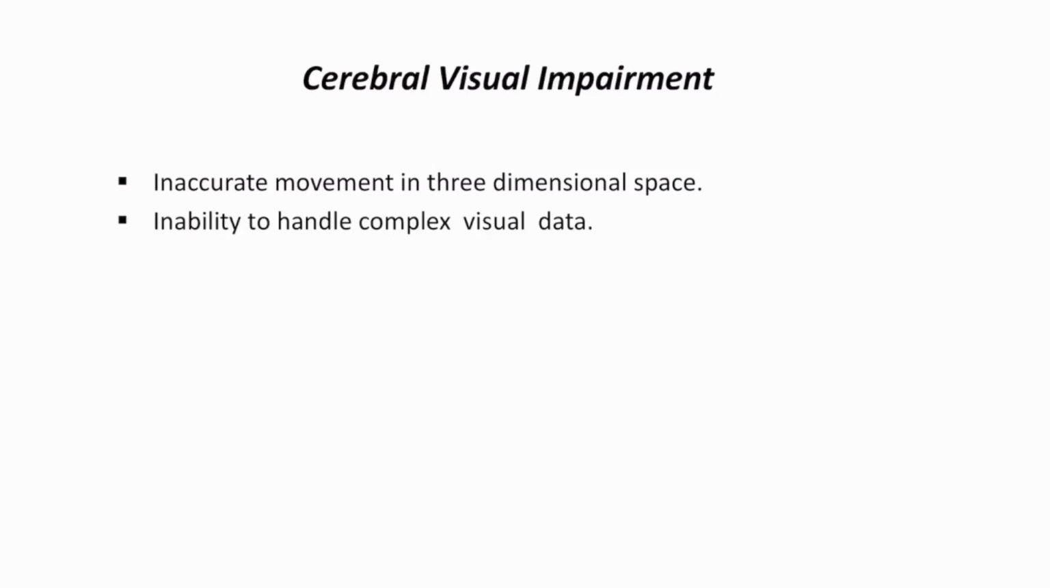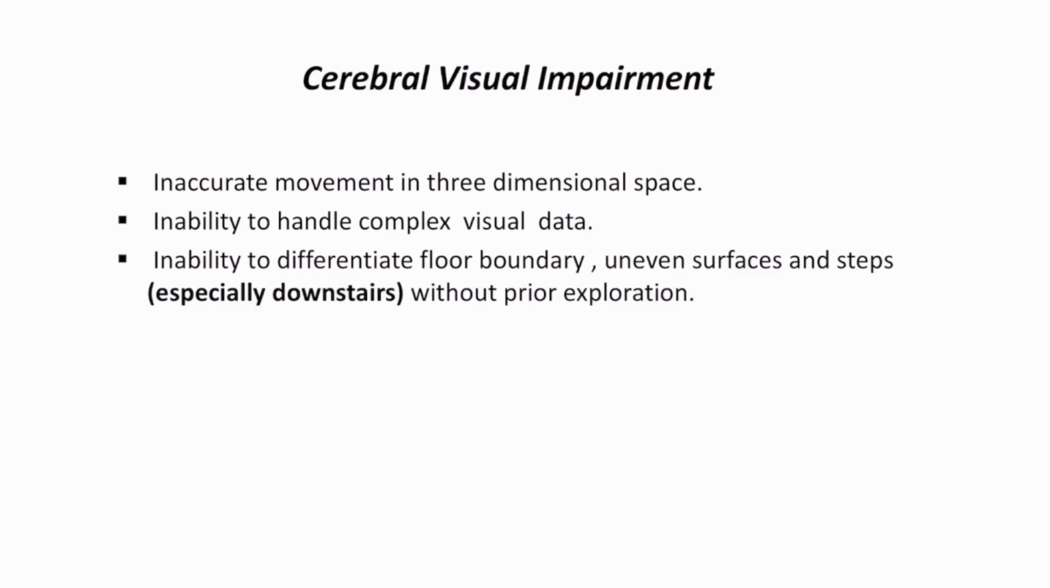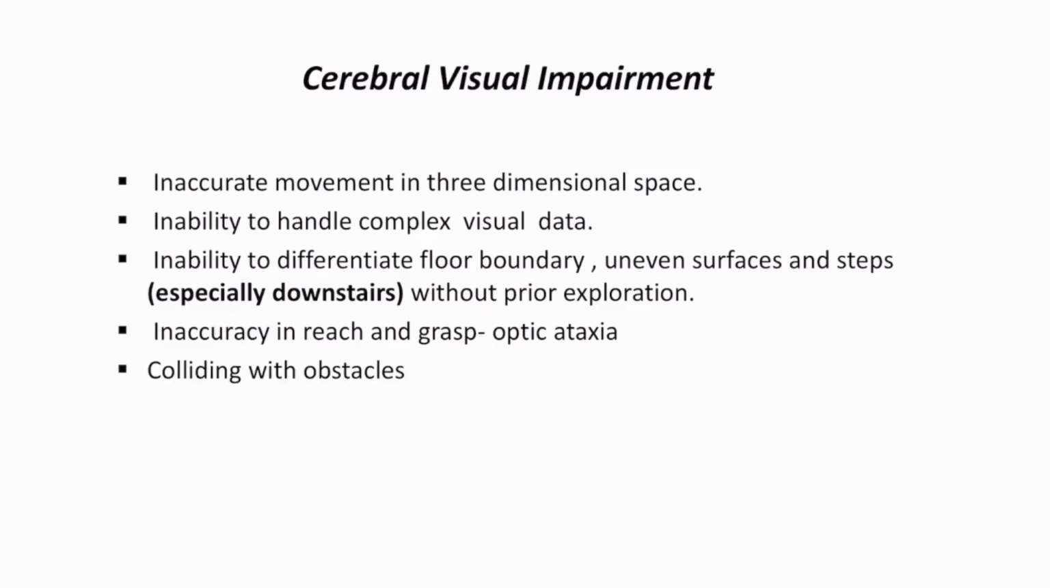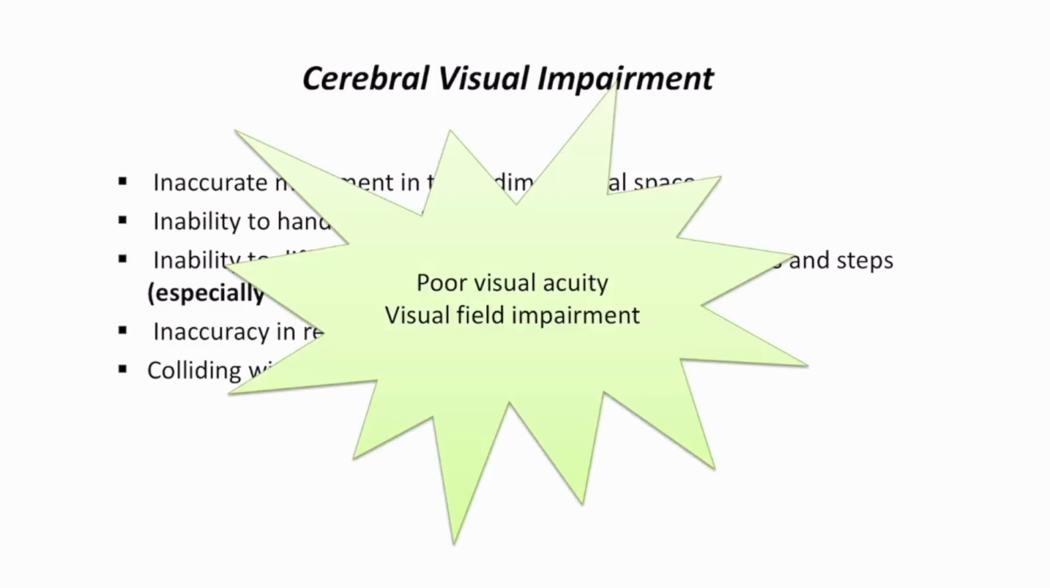Children with cerebral visual impairment present with a wide range of symptoms including inaccurate movement in three-dimensional space, inability to handle complex visual data, which makes them take a closer look at the object of interest, inability to differentiate floor boundary, uneven surfaces and steps without prior exploration, inaccuracy in reach and grasp, and colliding with obstacles. Superadding to these functional visual problems would be poor visual acuity and visual field impairments in varying combinations and intensities.